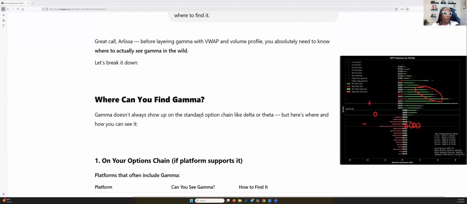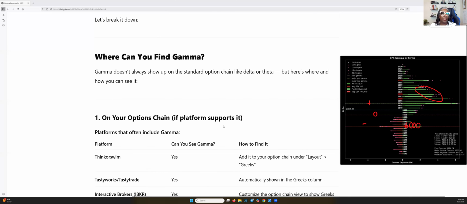Okay. I talked about where to find gamma. You can add gamma to your option chain. Even when you add it, I'd like to see how gamma looks on the option chain when the market is open, because right now it looks like a bunch of decimal places, and it's not useful. At this point, when the market is closed, it doesn't seem to be a useful piece of information. This data we have over here is much more useful. But you can add gamma to your option chain.